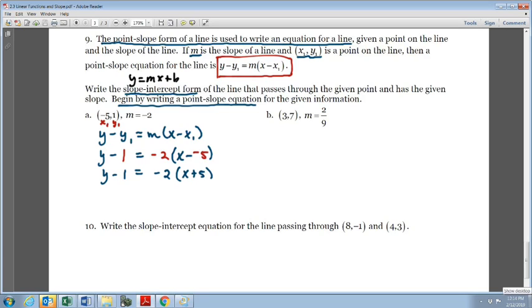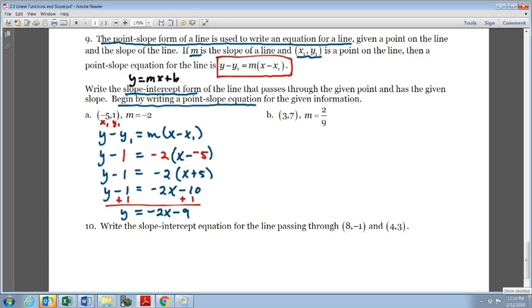Sometimes students will distribute all in one, and I just find that often they make a mistake when they do that. I just would encourage you to go ahead and write it as addition, and now let's distribute. So we'll get a minus 2x and a minus 10 on the right side. And the only thing left to do at this point is to add 1 so that we can get y by itself. And so you get y is equal to negative 2x minus 9.